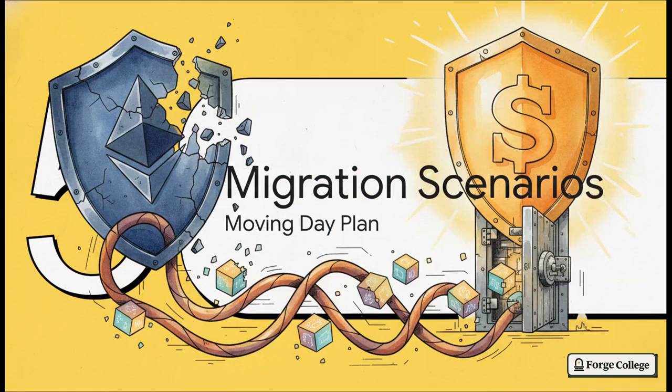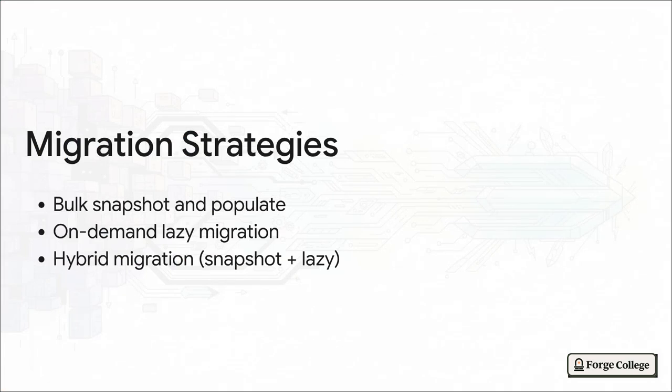Which brings us to Section 5, Migration Scenarios. Let's make a moving day plan. Look, moving data cross-chain is inherently super risky. So your architecture document absolutely requires a rock-solid moving day plan. You've got to outline a specific strategy.